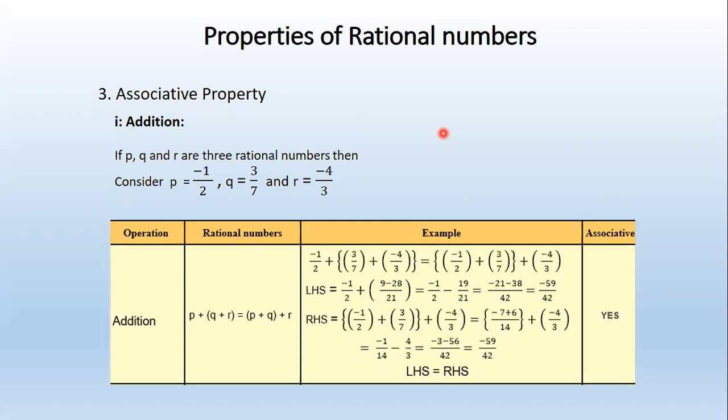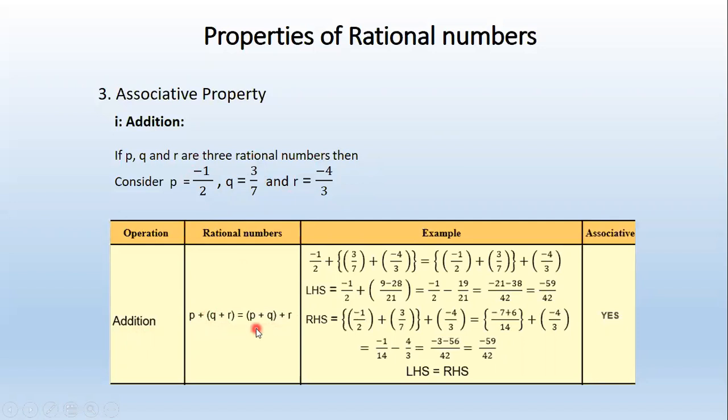So, we'll see associative property first for addition. Now here P, Q and R are three rational numbers. I have considered P as minus 1 by 2, Q as 3 by 7, R as minus 4 by 3. So the operation is addition here. So we define associative addition as P plus Q, and we are grouping Q plus R.